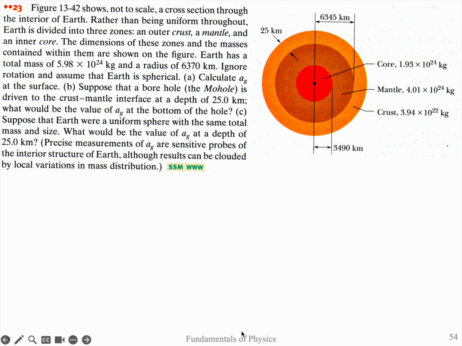So in number 23, we've got a cross-section of the Earth, not shown to scale. And we realize that the Earth is actually not uniform in density. We've got the crust, the mantle, and the inner core. The masses and dimensions of each one of these is shown in there.